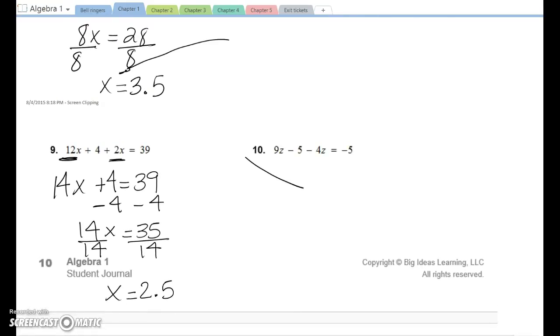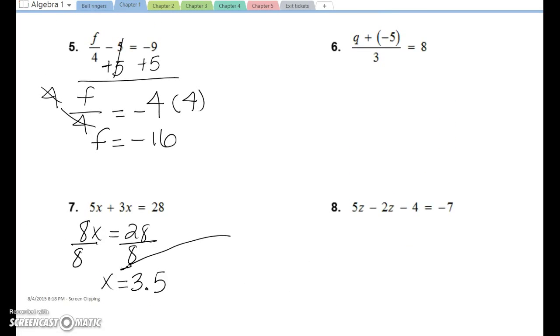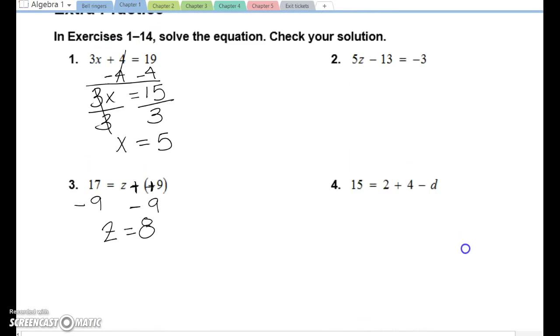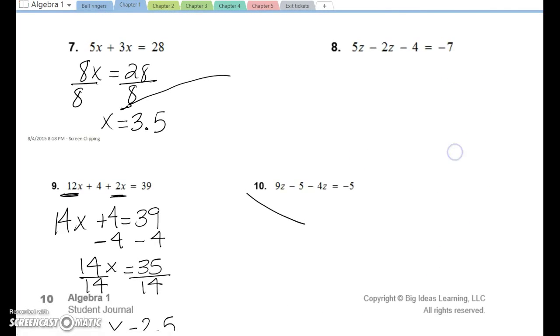Alrighty. So this is a good time to stop and look over your other problems, the even problems. Because we're going to try a new skill here in a second. So if you want, take a break, turn this off, and work 2 through 10 evens, and then come back when you're ready.